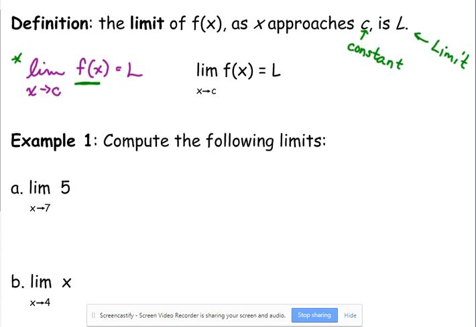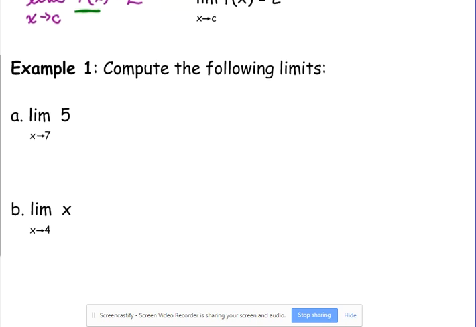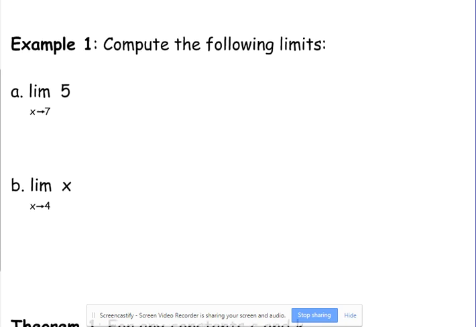So let's look at some simple limits, and then we'll get a little bit more complicated. Remember, you can pause this at any point in time when you need to take notes. You can rewind it if you missed something that I said. Whatever you need to do, you control this video for yourself.